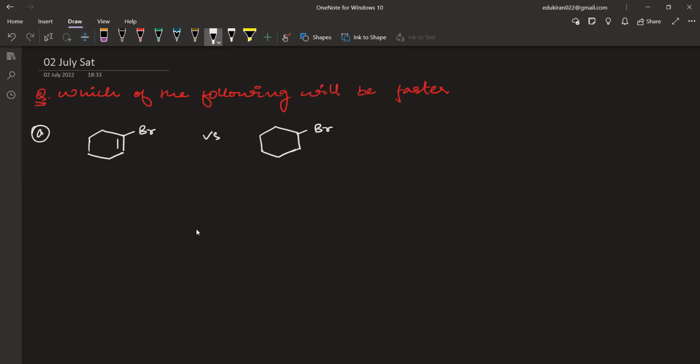You have to compare this with SN2. Just say SN1. SN2 छोड़ दीजिए, SN1. Compare the rates for SN1 here. Which of the following will be faster for SN1?